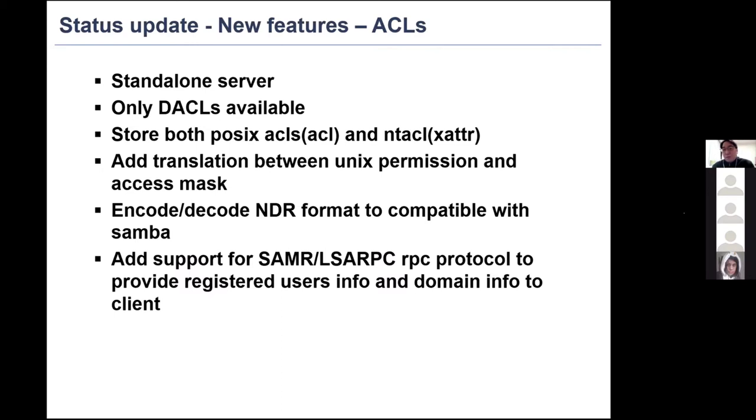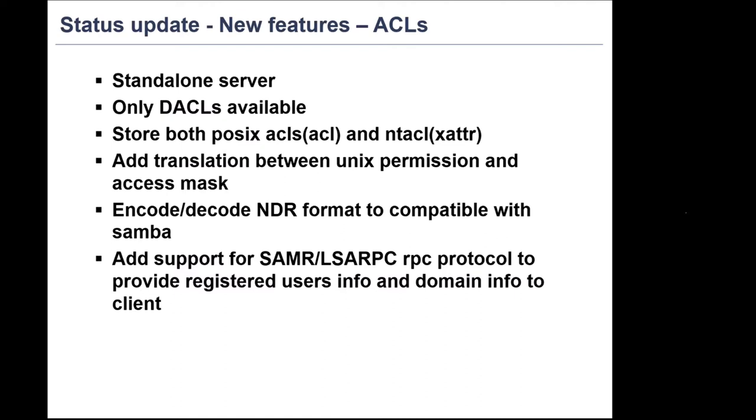Currently, the ksmbd ACL implementation only has DACL available. And we are aware that SACL support has recently been added to the cifs client. We will also start working on SACL support, which is currently supported in the cifs client. ksmbd needs translation code between POSIX ACL and NTACL. The translation in ksmbd refers to the cifs client code. For example, the generic read and file read related flags in the access mask will be mapped to Unix read permission.